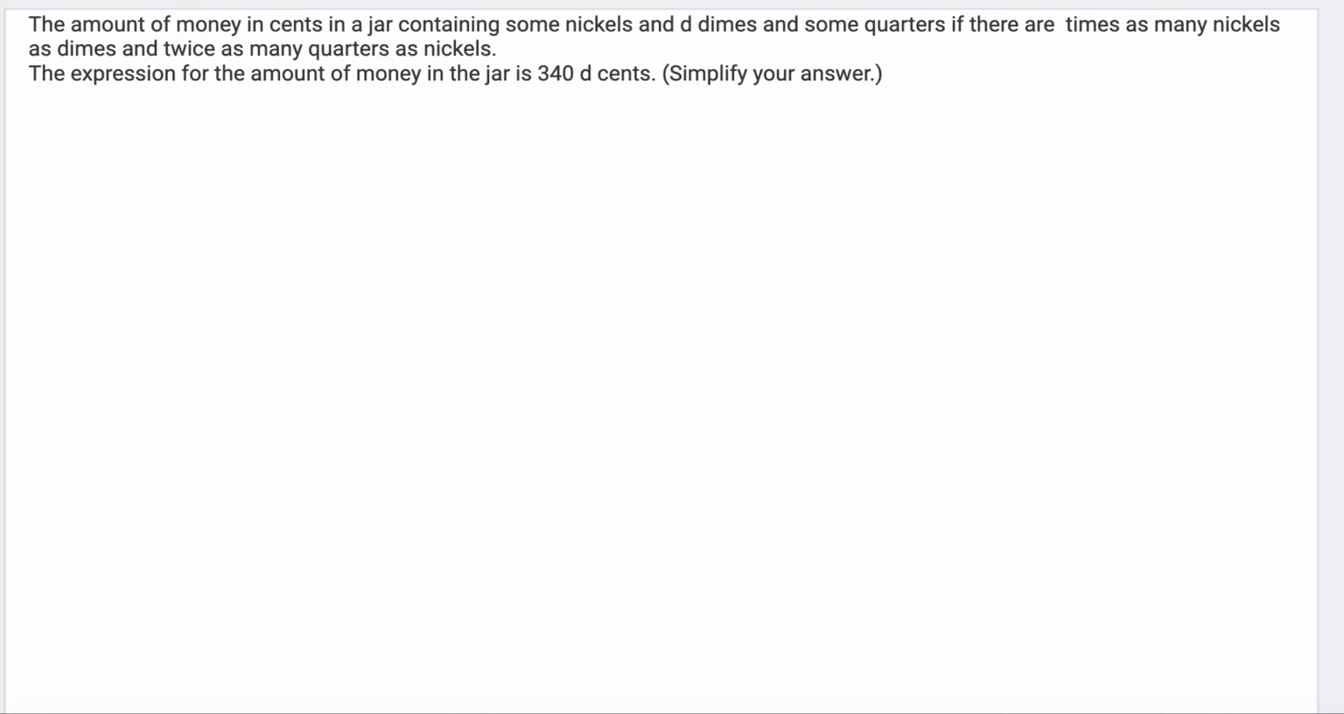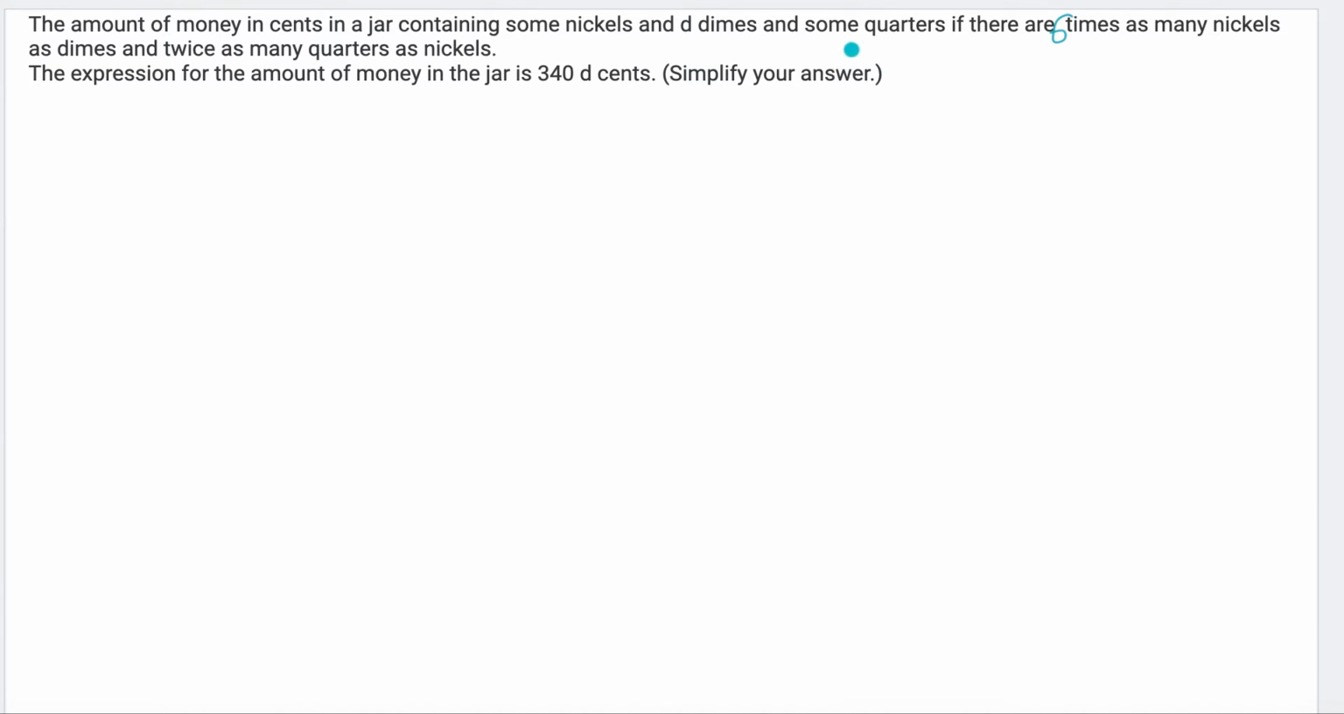I think it was saying 6 times. There are 6 times as many nickels as dimes and twice as many quarters as nickels. So by looking at this, we can see the relationship between the number of coins, right?